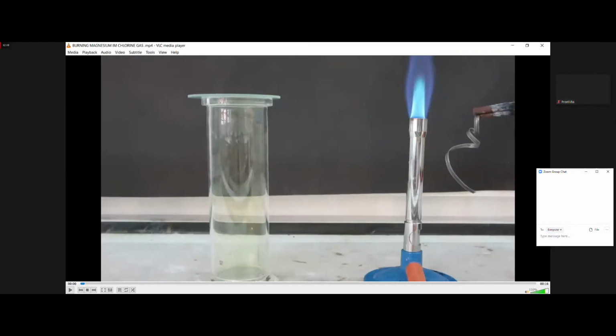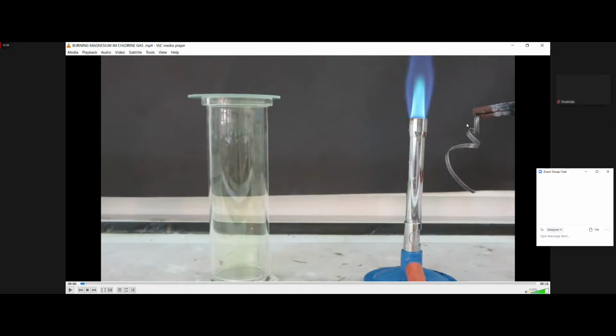Second video. Okay, so you can see here. If you look at the gas jar, you can see it's slightly greenish yellow. So this is your chlorine gas. But of course we are not using sodium, we are using magnesium. The video was magnesium, never mind, doesn't matter.